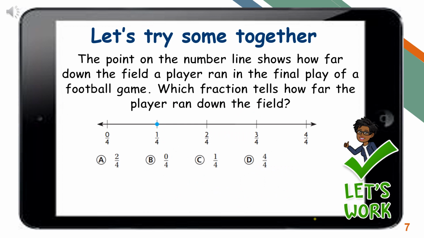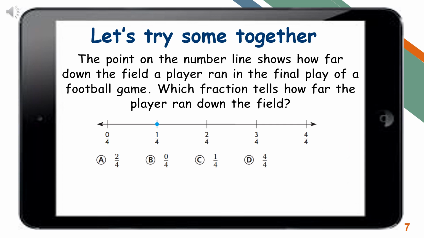The point on the number line shows how far down the field a player ran in the final play of a football game. Which fraction tells how far the player ran down the field? Pause the video to copy the number line on your paper. Try to solve it on your own. When you're ready, press play.